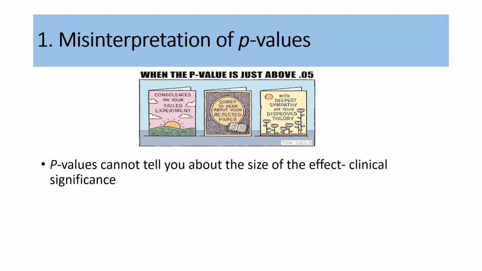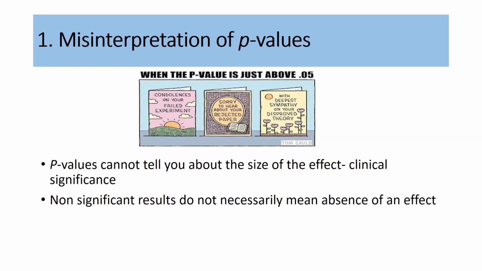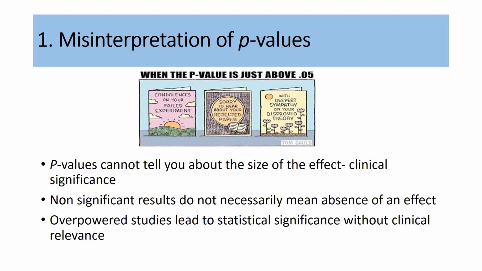Following that statement, non-significant results also don't mean the absence of an effect. If we remember the famous statement, absence of evidence is not evidence of absence. This is an example of a type 2 error. And conversely, overpowered studies can lead to statistical significance without clinical relevance, which is the possibility of a type 1 error.